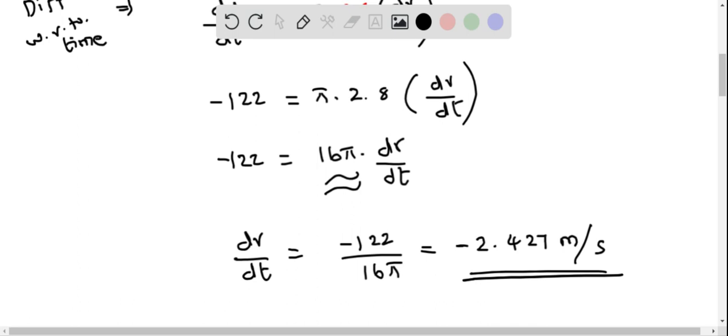We are getting the negative, which means at that instant the radius is also decreasing. So it's decreasing at the rate of minus 2.427 meter per second. This is the answer for the question.